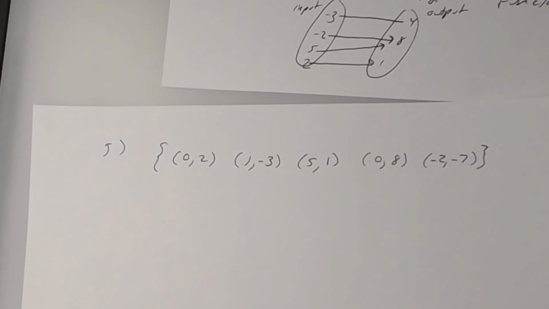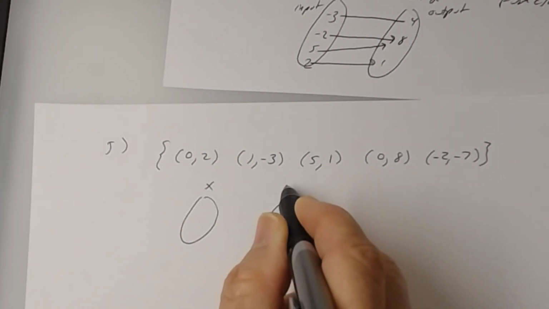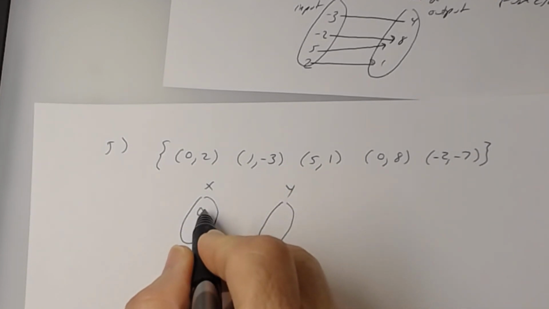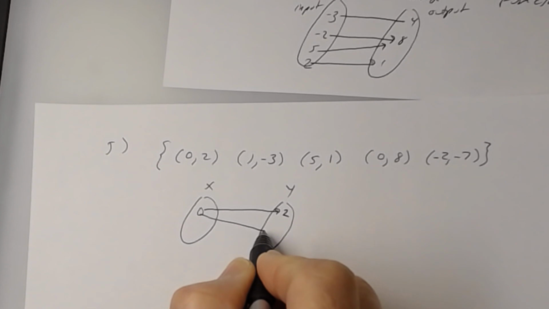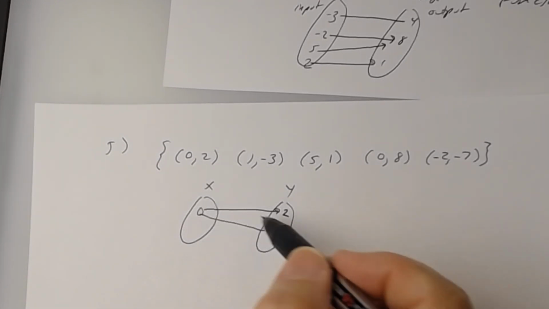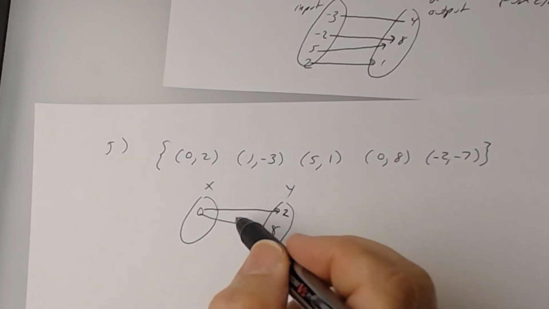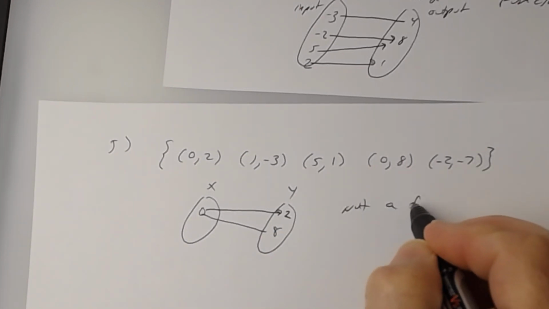When x is 0, I have two different y values. What are they? 2 and what? 8. The definition of a function says that for each x coordinate, you better have just one y coordinate. So that's the one that makes this not a function. So this is not a function.